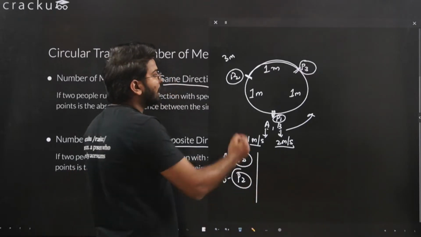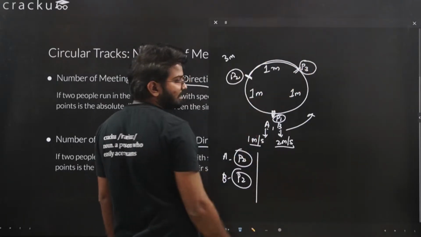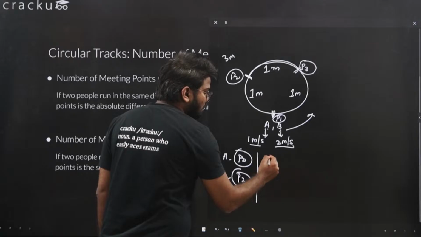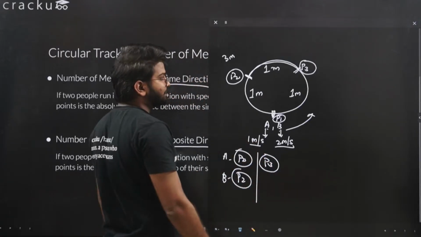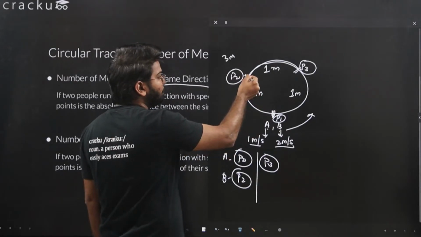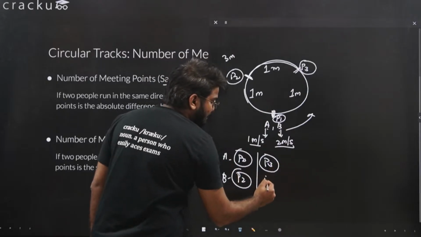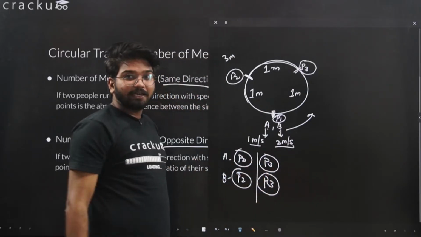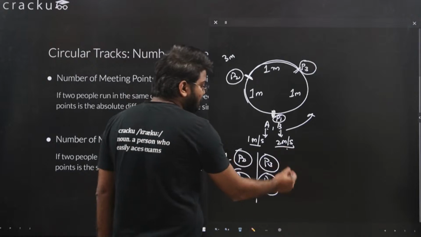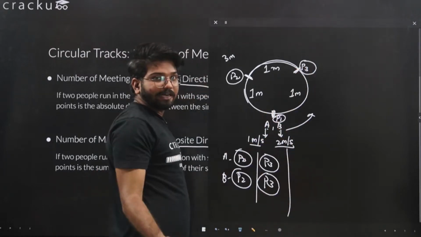Again, A will continue moving this side. So from P2, A will go to P3, because it is covering 1 meter per second. And B is moving in the opposite direction. So from P2, B will go 1 meter here and then another meter here, P3. Again, they are meeting at P3. Let's check for the final leg. So A is at P3 after 2 seconds.